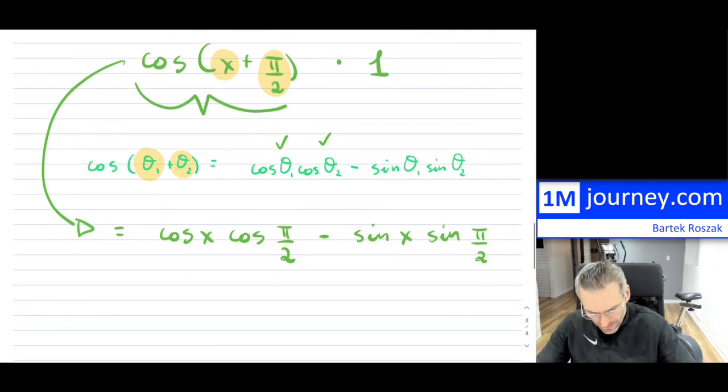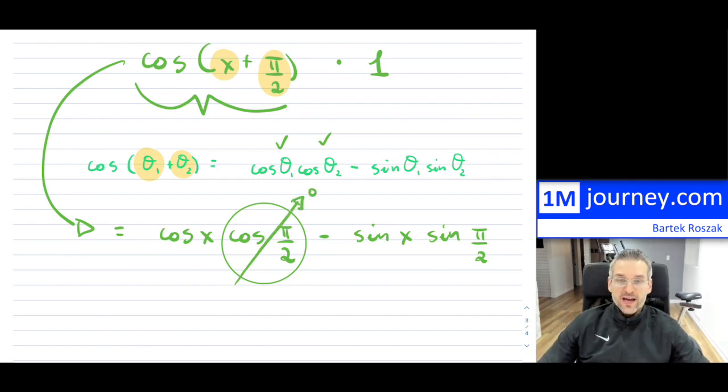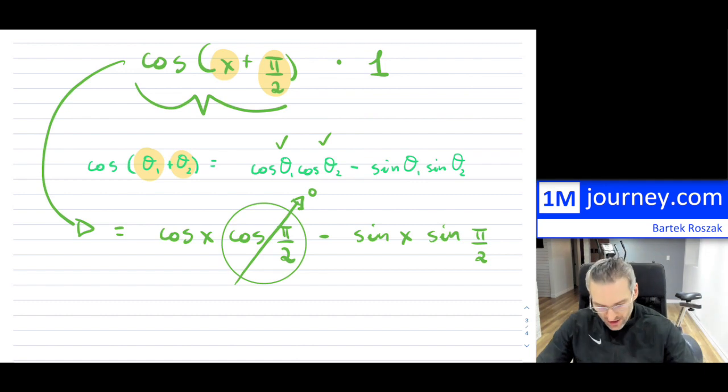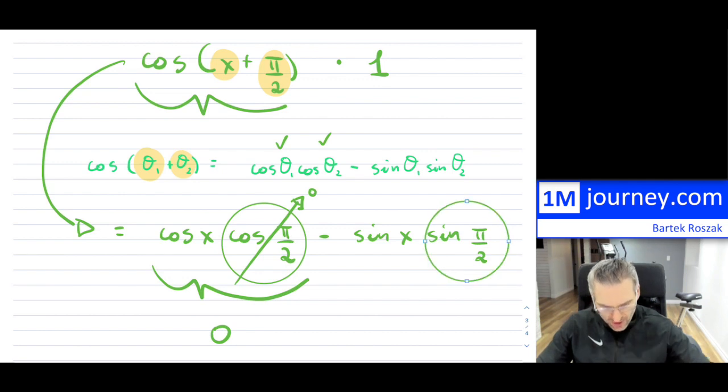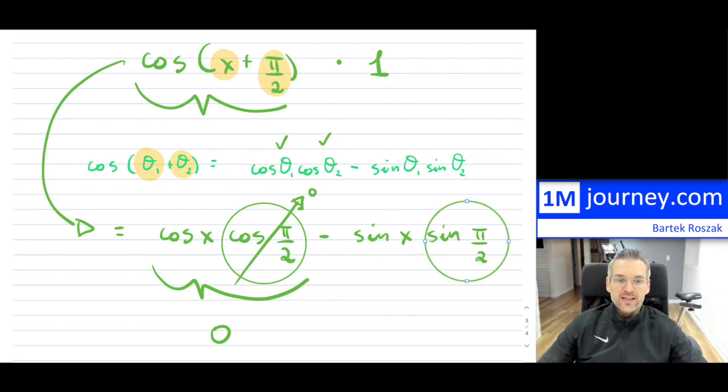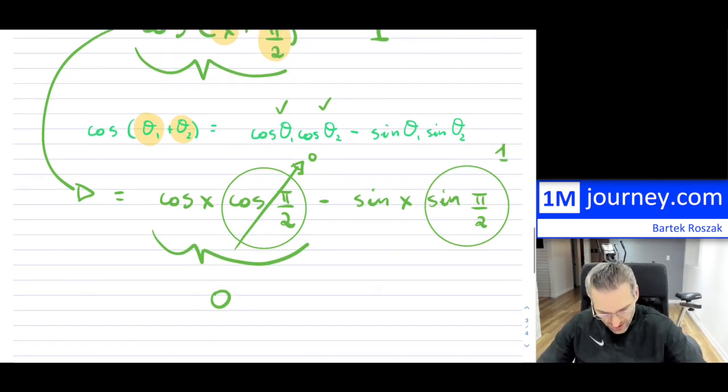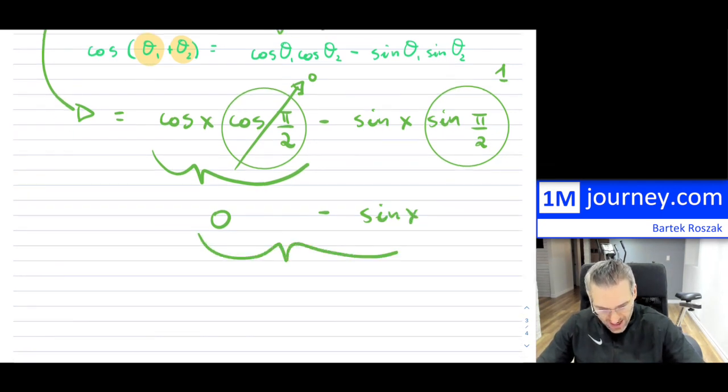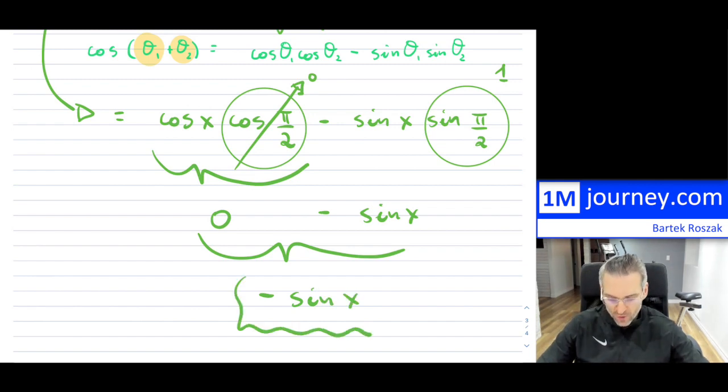And wait a minute, cos of pi over 2, well, what is that? Well, that's just 0, right? That's 90 degrees. Cos of 90 is 0. So this entire term falls off. This is just 0. And sine of pi over 2, or sine of 90 degrees, well, that's just 1. So what do I have left here? I have just negative sine x. And that is exactly what we were looking for. We were trying to find the derivative of cos x.